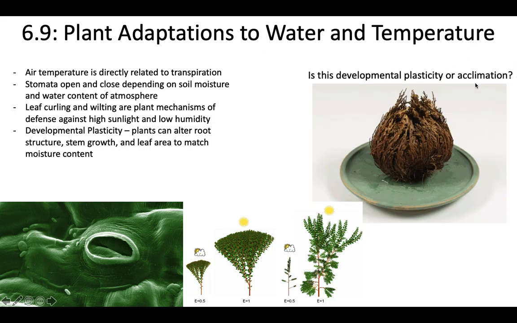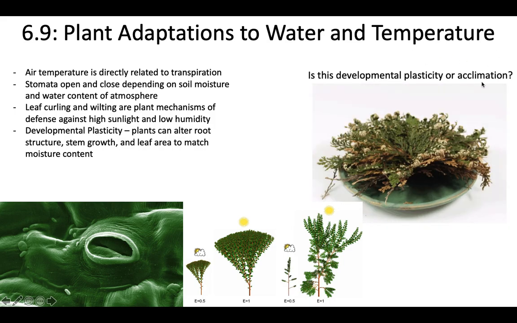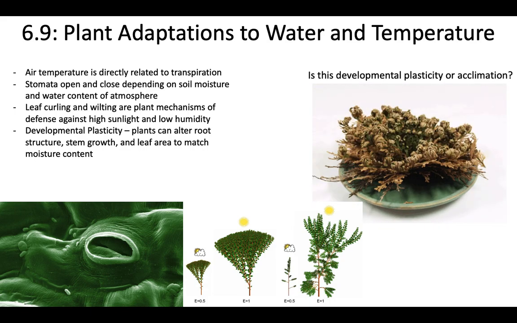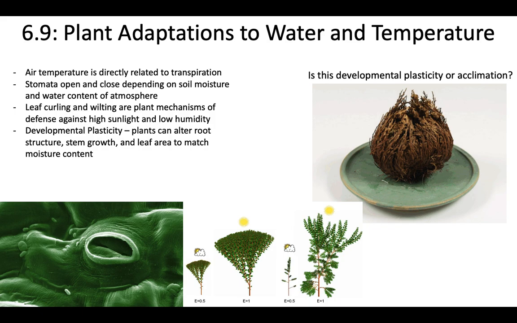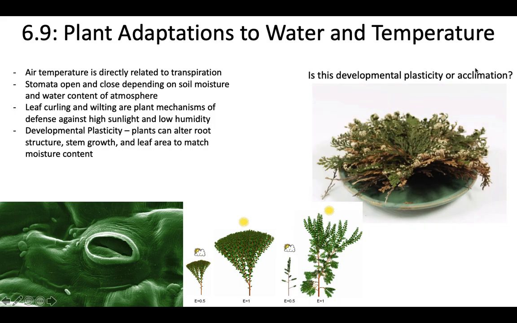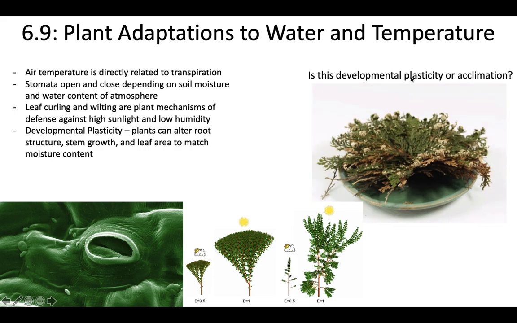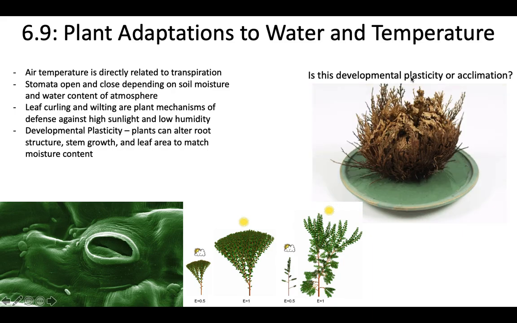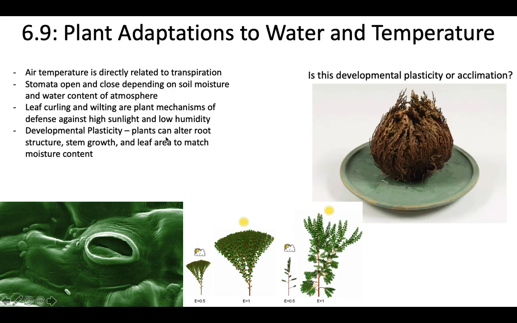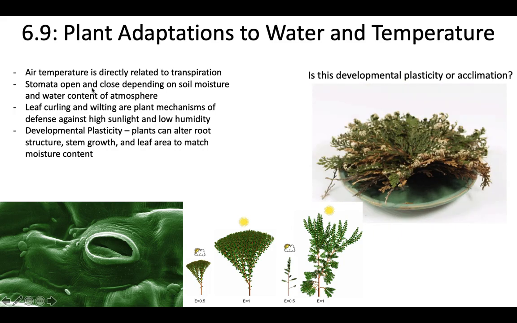So just as a refresher from the last lecture, developmental plasticity and acclimation are both types of phenotypic plasticity. Acclimation is when an individual organism can switch back and forth between phenotypes. Developmental plasticity is when a change happens in an individual organism early in development, but once it becomes an adult, it can't switch back and forth.